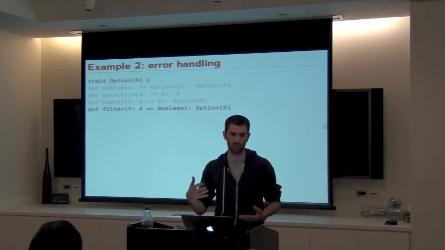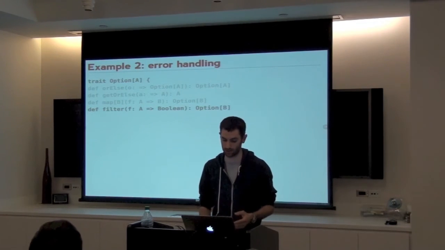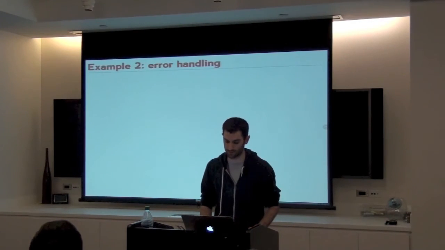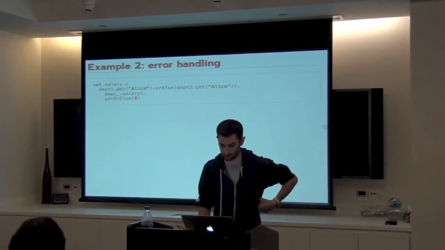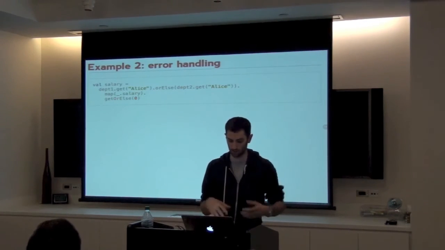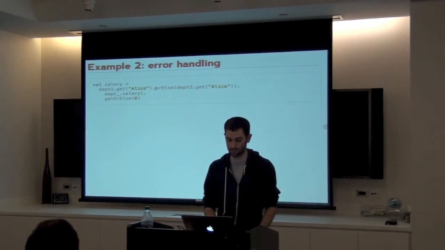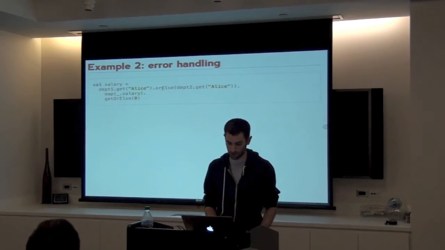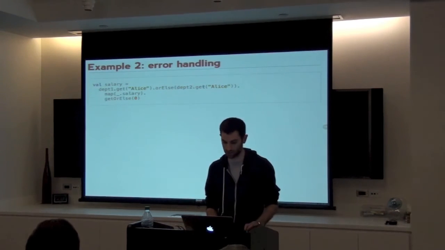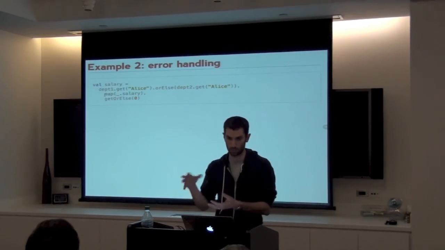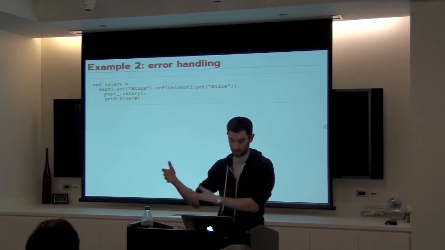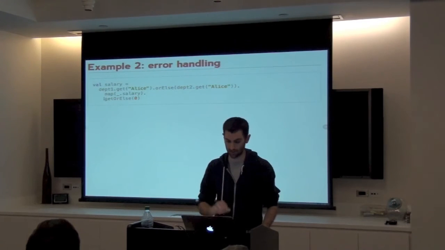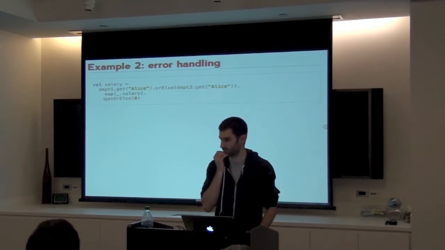if you just look at the use cases of Option and notice the patterns. So here's an example of that same code written now using these helper functions on Option. We can say department.get(Alice) orElse department2.get(Alice). Then we can call map, pull out Alice's salary, assuming we've gotten an employee from one of those two departments. And then finally, getOrElse(0).